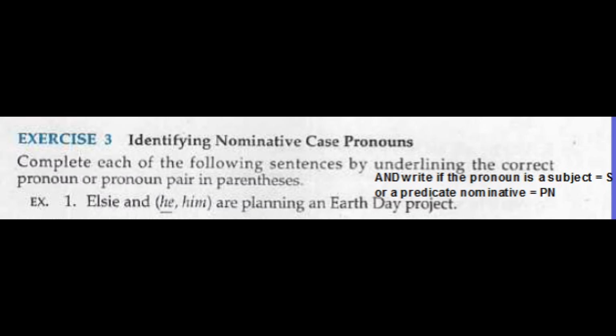We're going to do exercise 3 now, identifying nominative case pronouns. Let's read the instructions. Complete each of the following sentences by underlining the correct pronoun or pronoun pair in parentheses, and if the pronoun is a subject, write an S above it, or if it's a predicate nominative, write a PN above it. Okay, let's look at this first example. Elsie and he are planning an Earth Day project. I didn't mark this one, but it should have had an S written above he, because he is a compound subject with Elsie.